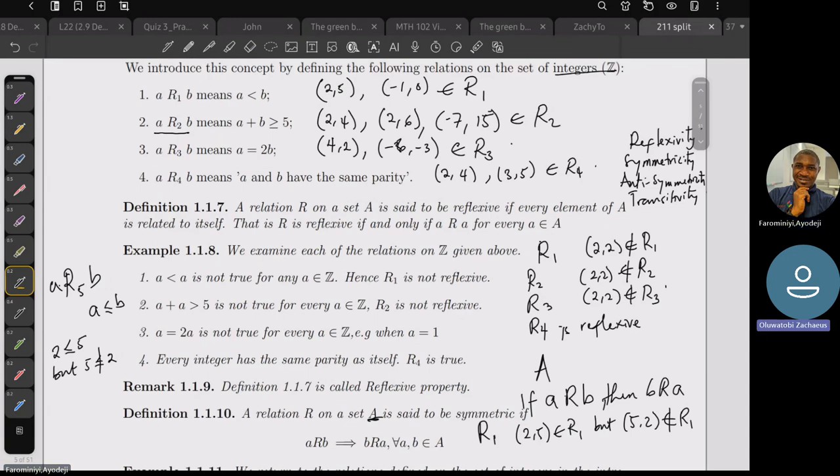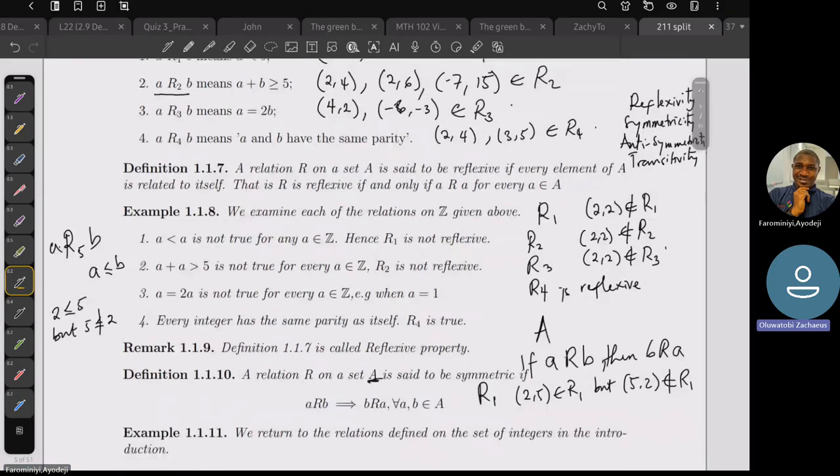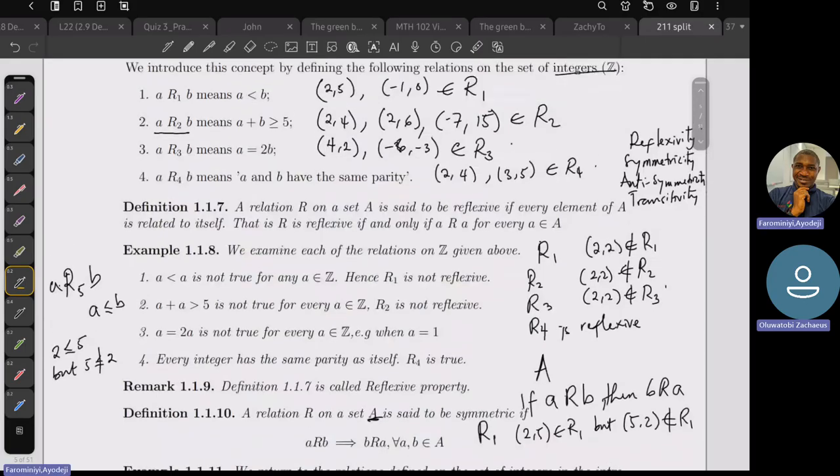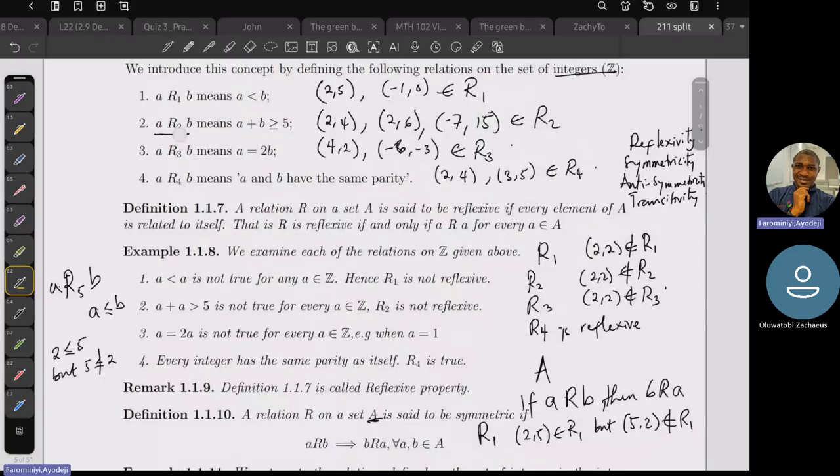R2. Is it symmetric? No, sir. Why is it not symmetric? These are R2. So I have (2, 4).